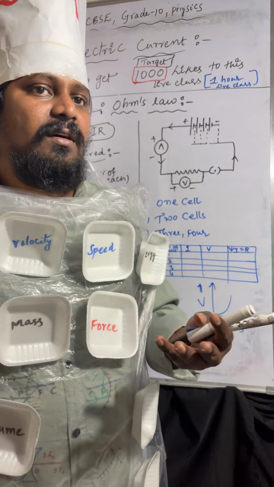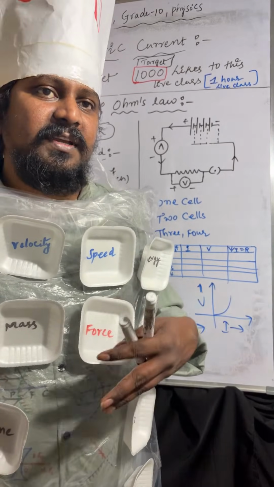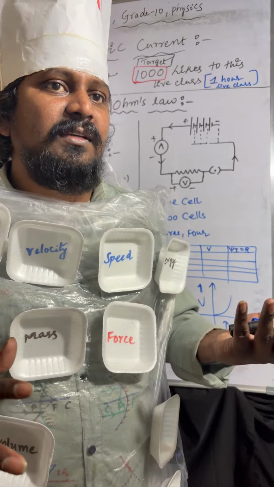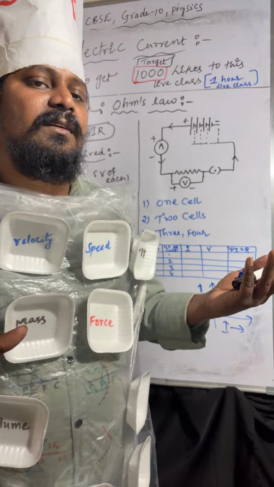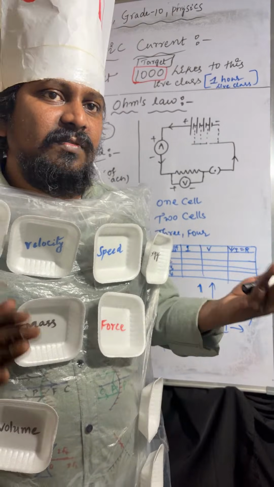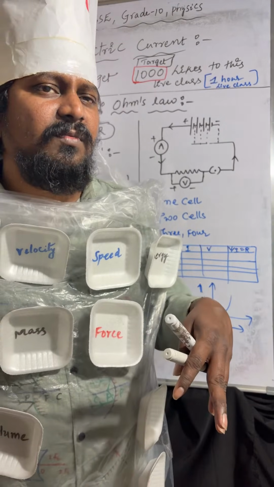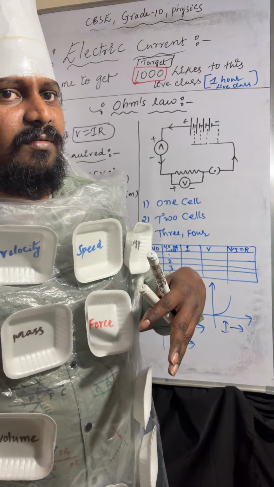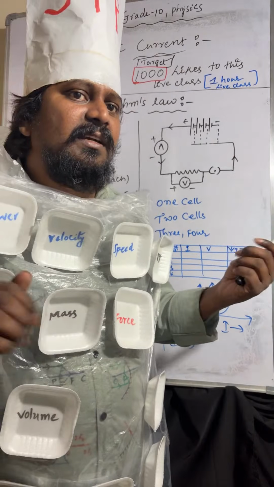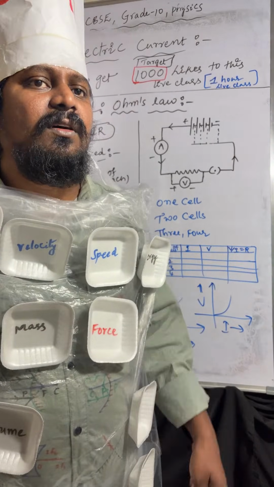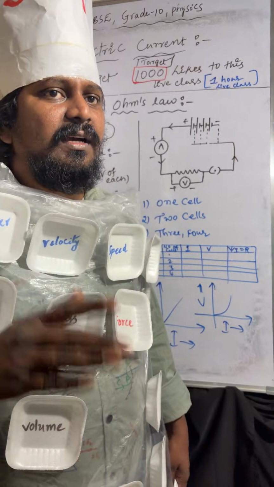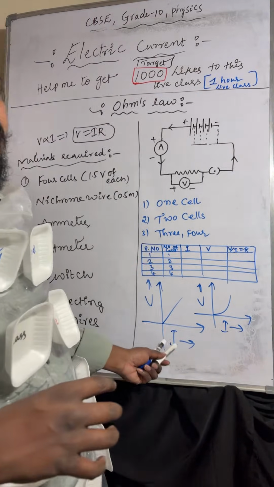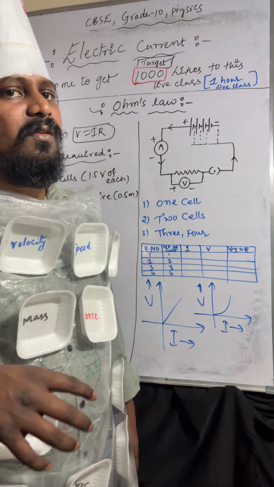Materials required: 4 cells of 1.5 volts each, nichrome wire, ammeter, voltmeter, switch, and connecting wires. After that, connect one cell and note down the ammeter and voltmeter readings, then connect two cells and note down the readings, and mention them in the tabular form given below. If you draw the V-I graph, it is a straight line for ohmic conductors and a curve for non-ohmic conductors.